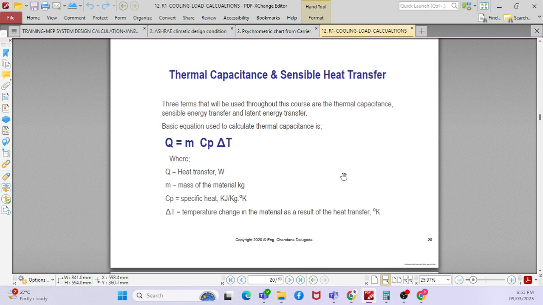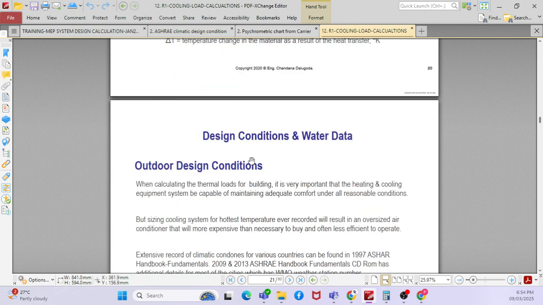When you talk about specific heat of water or specific heat of air, you will apply that particular equation. And delta T is the change in temperature of the material. It can be air or it can be water, right? So based on that, you can apply this equation when you have a chilled water calculation or an airflow calculation.